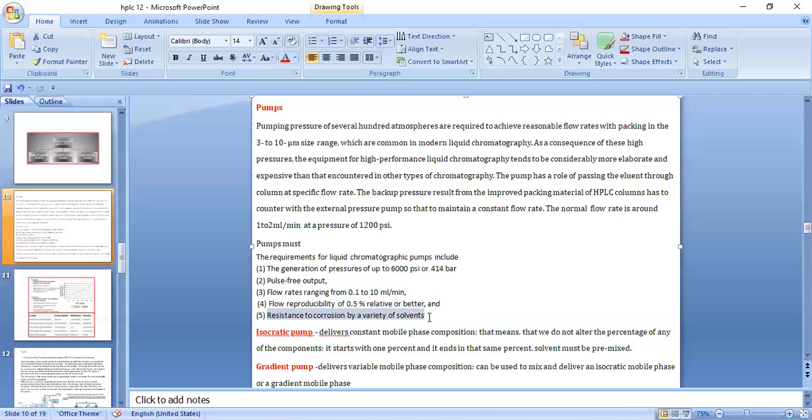All the components of the pressure pump should be corrosion resistant. They should be resistant to corrosion. Otherwise, again, the impurities will leak out, or there will be leakage in the pump.